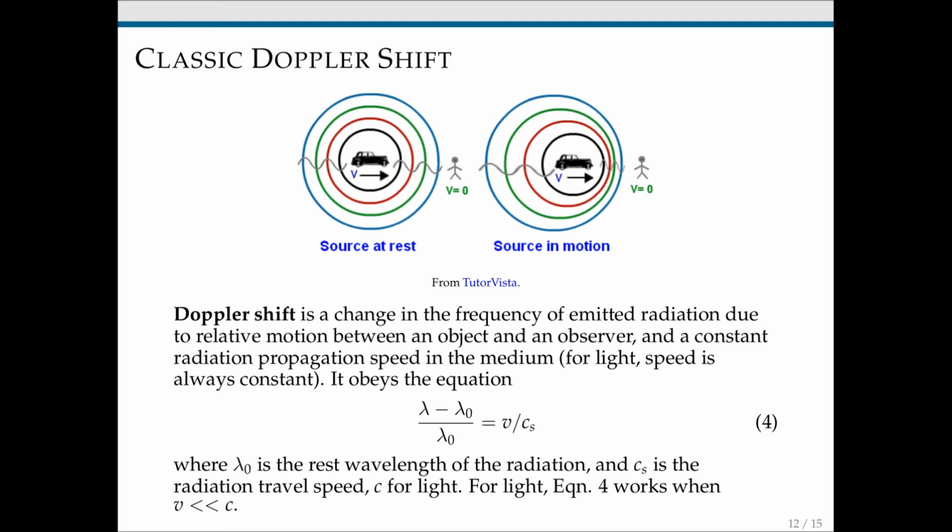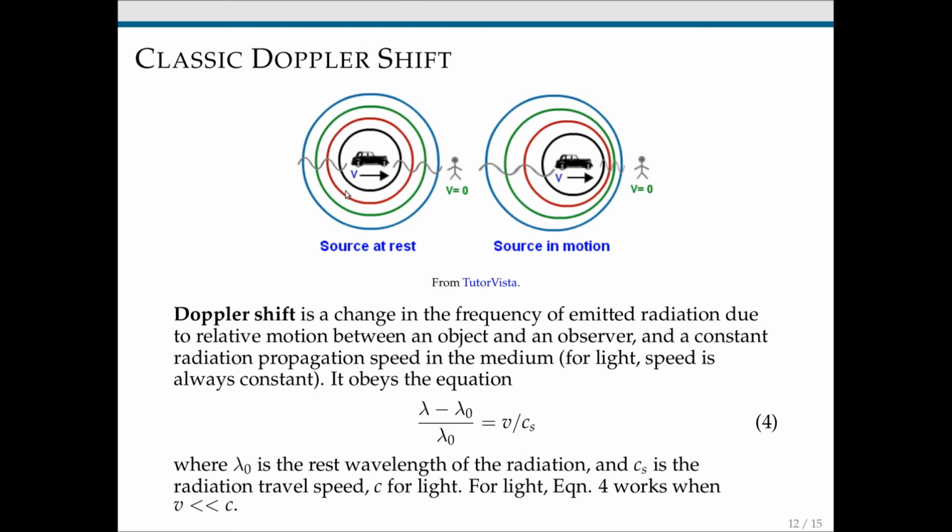For sound, it's because sound waves have constant speed relative to the medium they're traveling through, like air and water. For light, speed is always constant. You can find the mathematical derivation for the Doppler effect in any first-year physics textbook. For a qualitative explanation of why the Doppler effect occurs, let's look at the above figure.